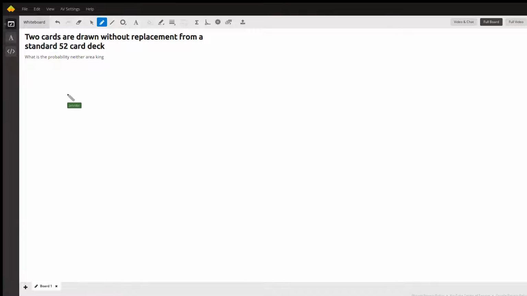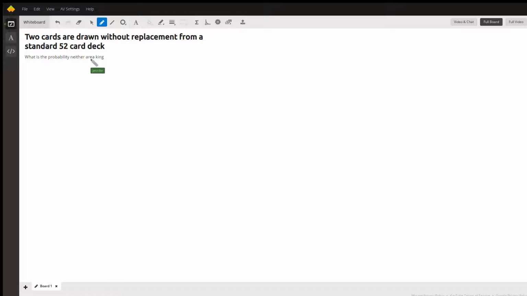Okay, two cards are drawn without replacement from a standard 52 card deck. What is the probability that neither card is a king? Okay, so how many kings are there in a standard deck? You have four, right? Four kings.